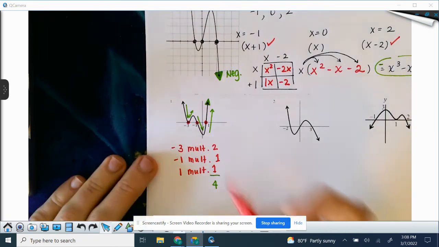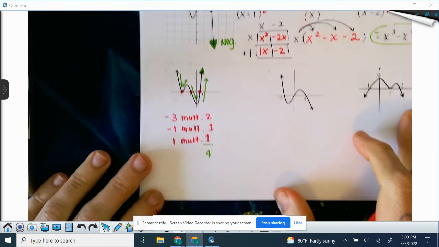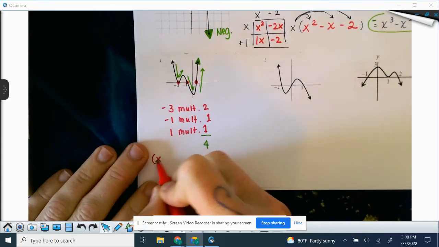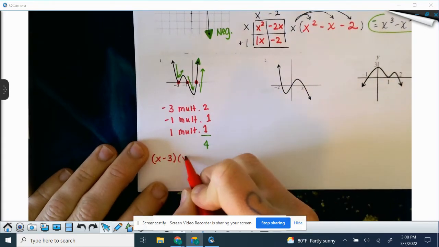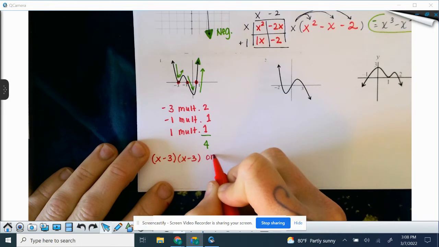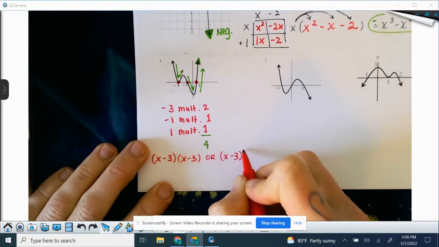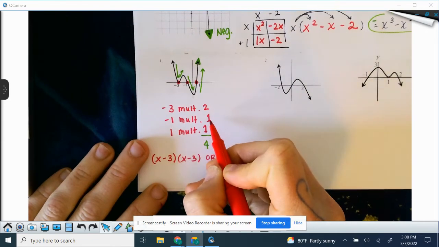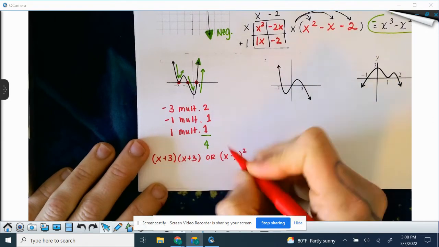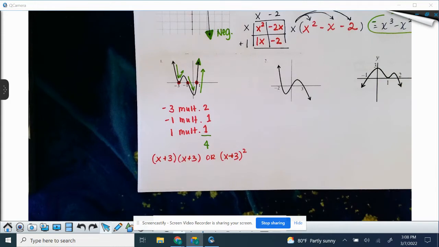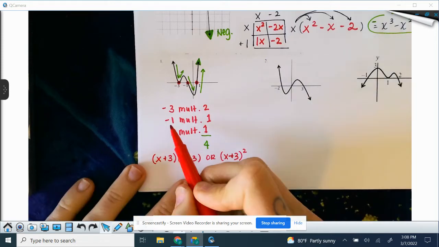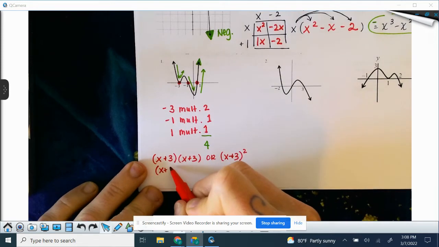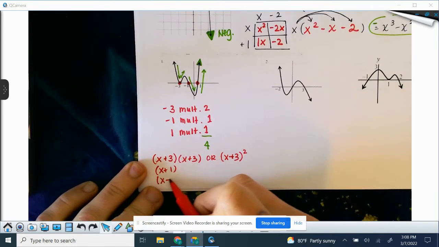And so negative 3 multiplicity of 2, to write your factors of that would be x minus 3. And you could write it twice. Or x minus 3 squared. The negative 1 multiplicity, plus 3, because the negative 3. So it's the opposite, because we're going to set it equal to 0, then solve. So then your negative 1 is x plus 1. Positive 1 is x minus 1.